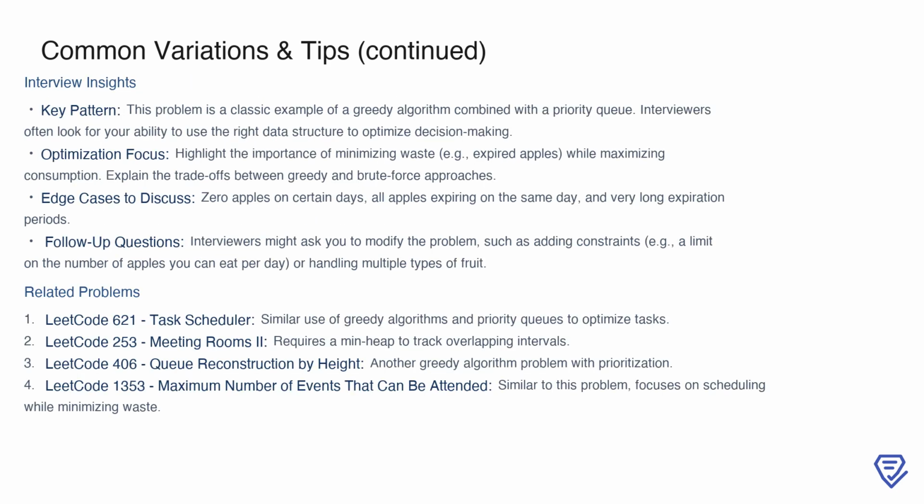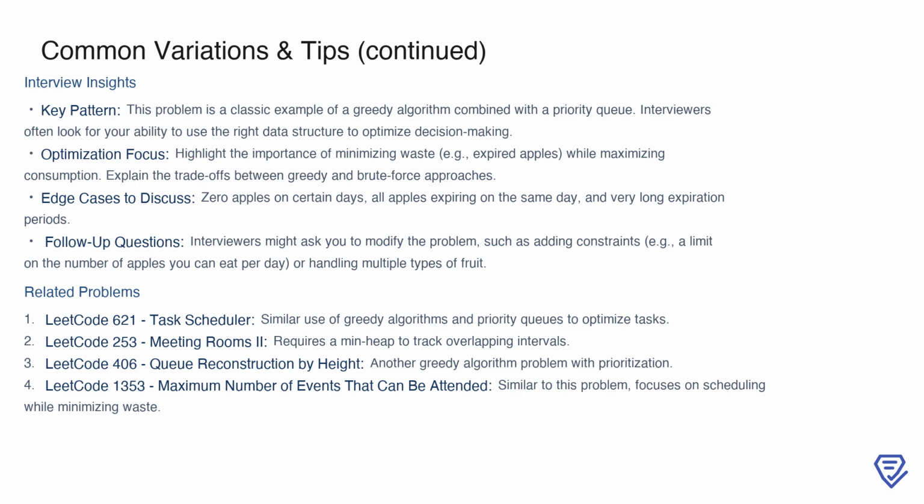This problem also provides valuable insights for interviews. It's a great example of how a greedy algorithm can be combined with a priority queue to optimize decision-making. Interviewers often look for your ability to choose the right data structure to solve such problems efficiently. A key focus here is minimizing waste, such as expired apples, while maximizing the number of apples consumed. You should be able to explain the trade-offs between a greedy approach and a brute force method during your interview.